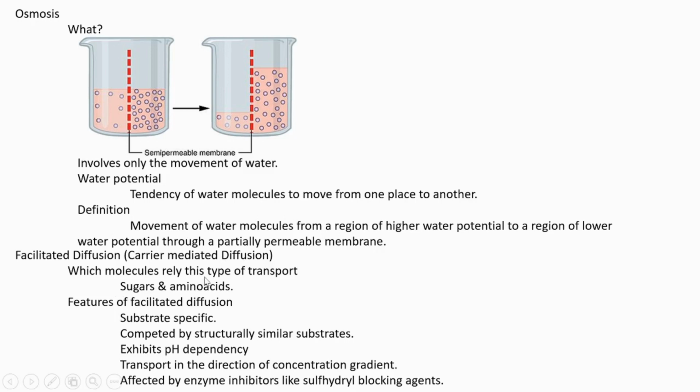Which molecules rely on this type of transport? Usually sugars and amino acids rely on this method, facilitated diffusion. That you have to memorize. Then what are the features of facilitated diffusion? It is substrate specific. The carrier that is helping that diffusion is highly specific to the type of substrate it can transport.